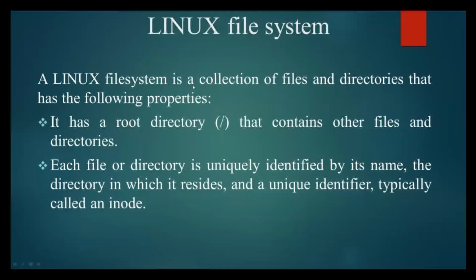See, the Linux file system is a collection of files and directories which has the following properties. It has a root directory, which here we indicate by using the forward slash symbol. That contains all the other files and directories. Each file or directory is uniquely identified by its name and the directory in which it resides, and by a unique identifier typically called an inode.